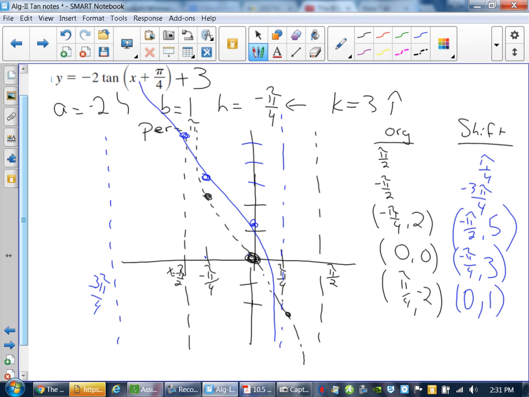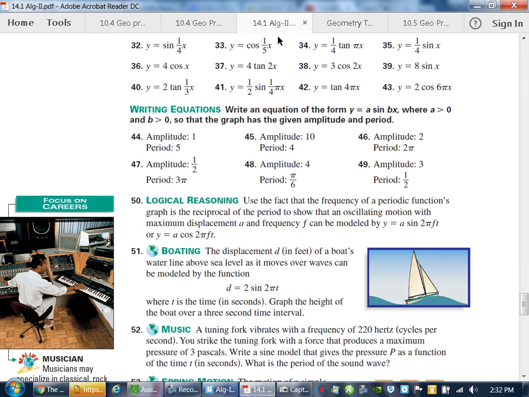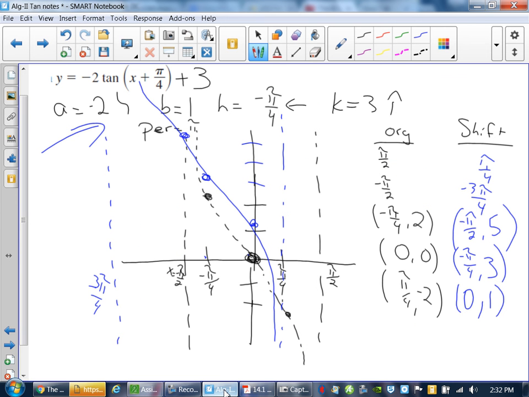Not terrible? There's a lot, and yet you're going to get it. As long as you remember how to find period and all that, the graphing just looks like crap because there's so many dotted lines. That's the only thing. What's that? What's wrong? Negative pi over 2 and 5, negative pi over 4 and 3, 0, 1.